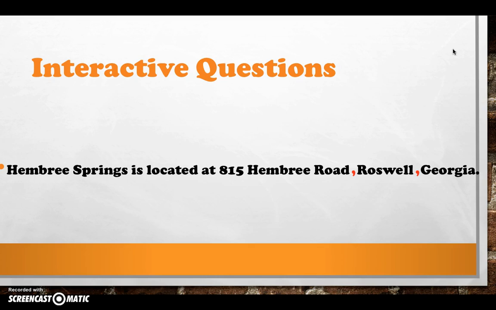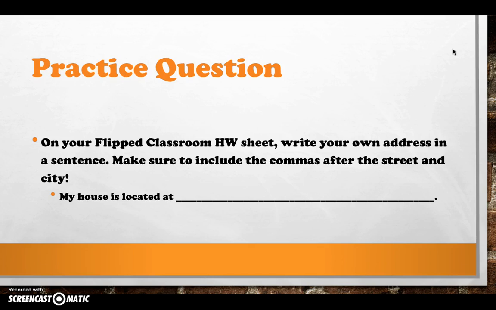For your practice question tonight, you are going to practice writing your own address in a sentence. This is also a way to practice your address because you should know your address just for safety reasons and because it's always good to know where you live. Make sure to include the commas after the street and the city. Include your house number or your apartment number.